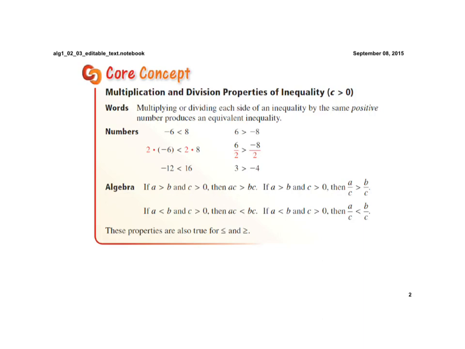For example, if negative 6 is less than 8, and we multiply both sides by 2, then 2 times negative 6 is negative 12, and 2 times 8 is 16, and we still have negative 12 is less than positive 16. And if 6 is greater than negative 8, and we divide both sides by 2, we get 3 is greater than negative 4, which is an equivalent inequality. As long as we multiply or divide by the same positive number on each side of the inequality, we'll end up with an equivalent inequality.